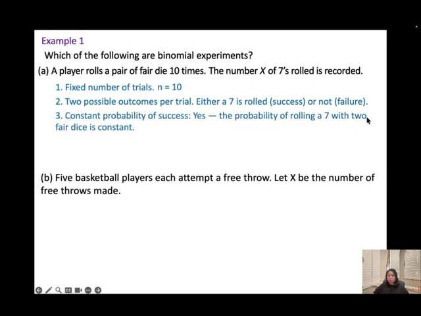Number 3, constant probability of success. Yes, the probability of rolling a 7 with 2 fair dice is constant. Last one, are the trials independent? Yes. When we roll the dice, it isn't affected by the previous roll. So each roll is independent. So we call this a binomial experiment.